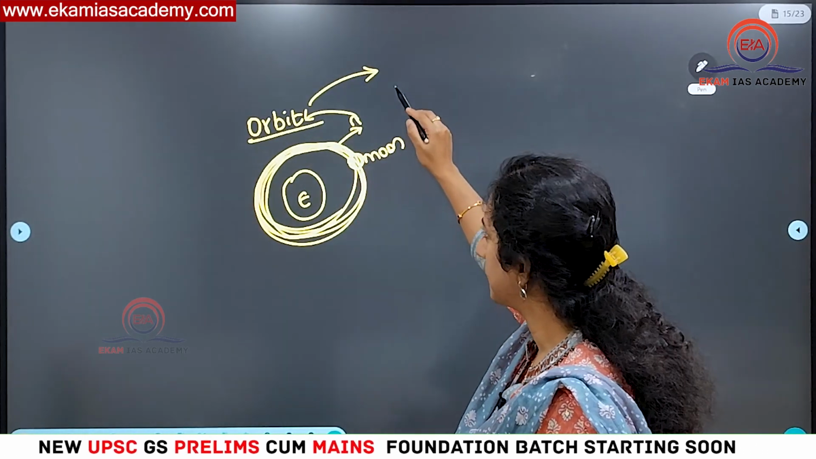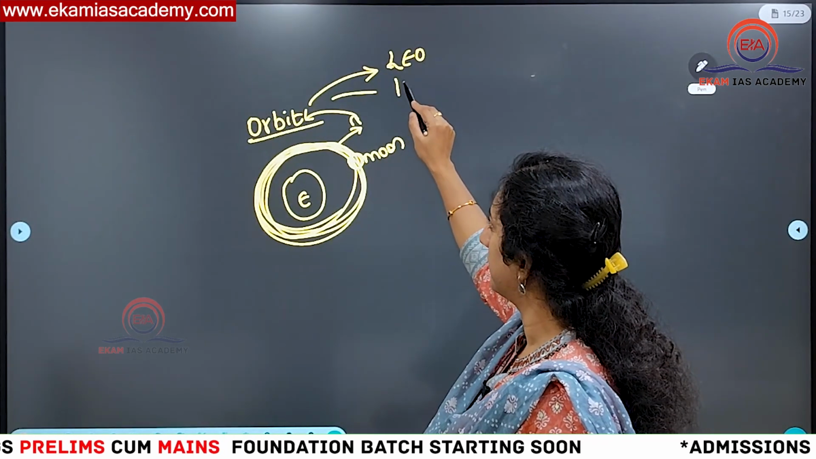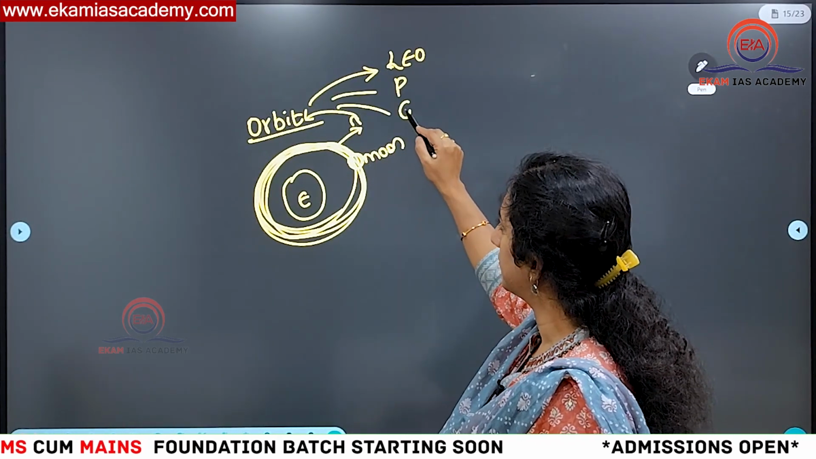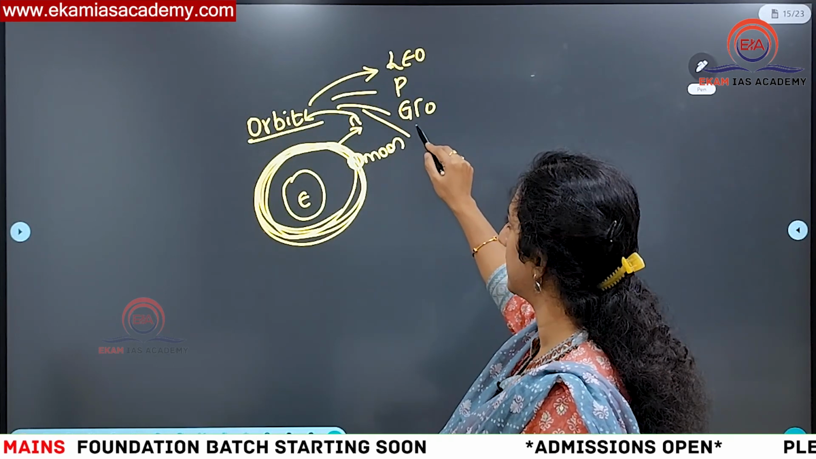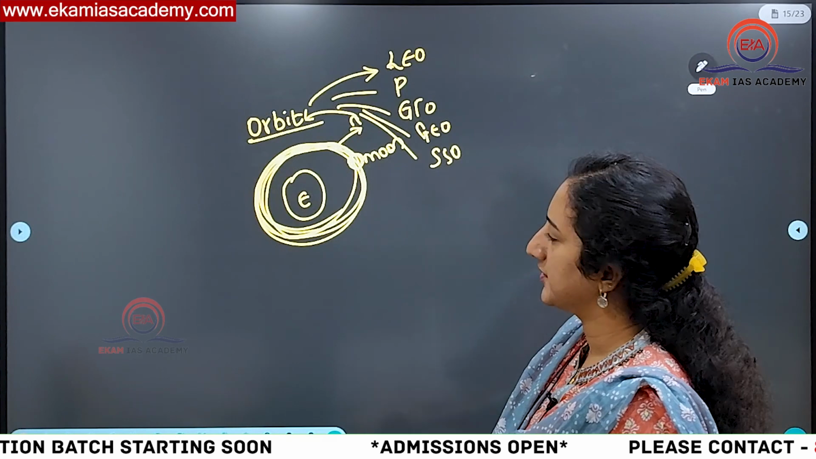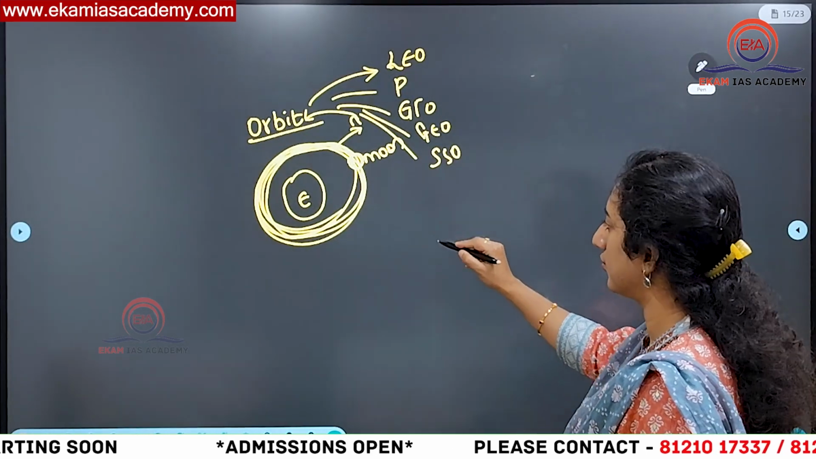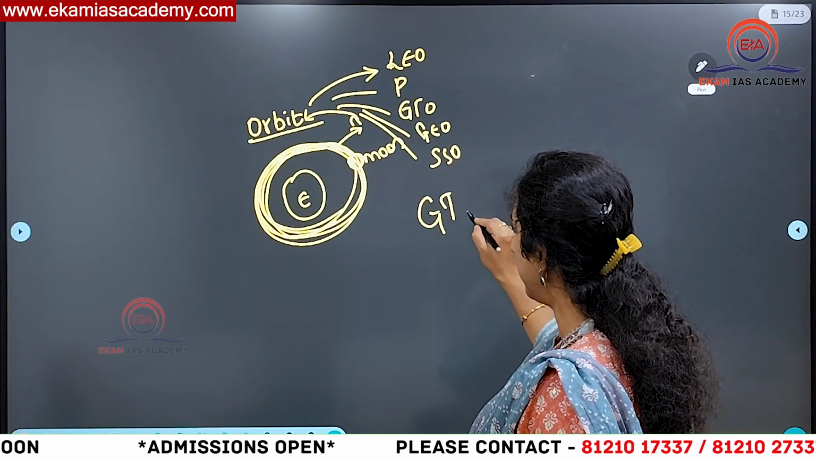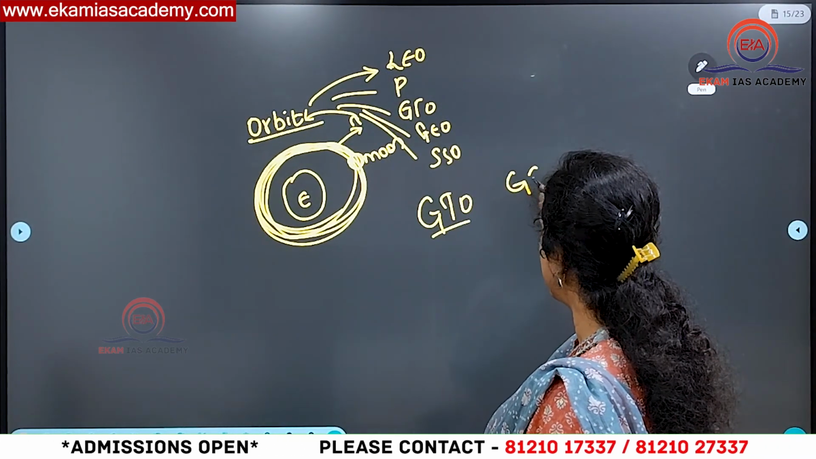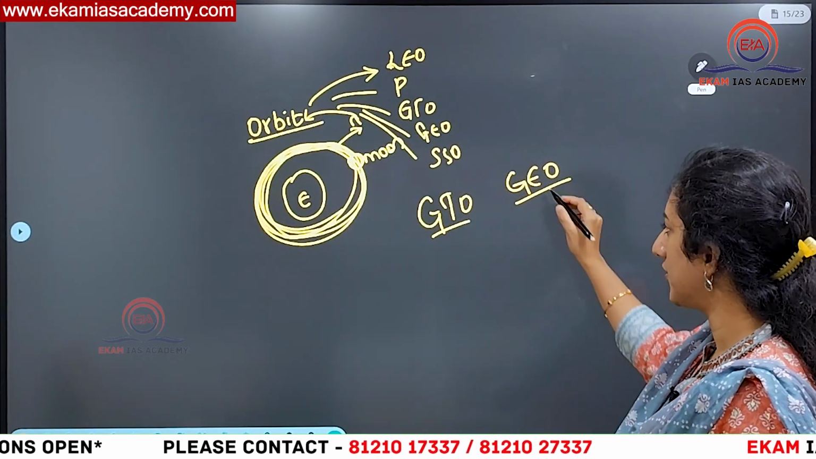We have different types of orbits: low Earth orbits, polar synchronous orbits, GTOs, GEOs, and sun synchronous orbits. Like this, we have different types of orbits. But in this case, we should know the difference between GTO and GEO orbit. So first we'll understand what the GEO orbit is: Geosynchronous Earth orbit.